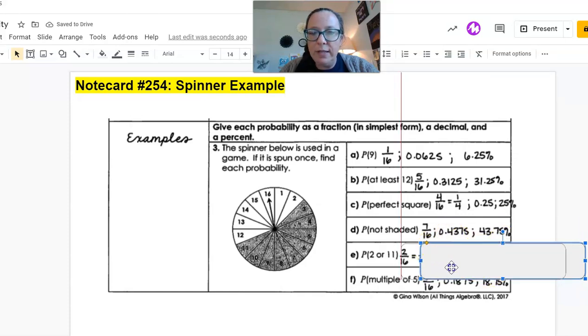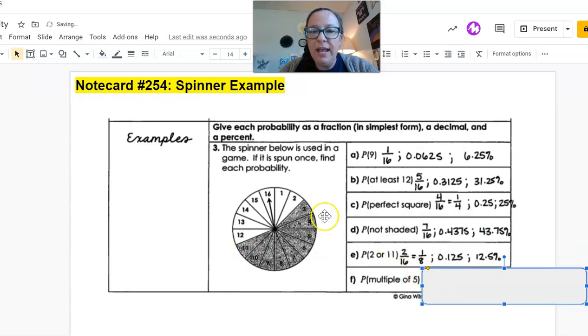Now, E, what's the probability that you would spin a 2 or an 11? A 2 or an 11. All right. 2 or an 11. Well, there's just one 2 and there's just one 11. So that's 2 out of 16, which reduces to 1/8. And there's your decimal and there is your percent.